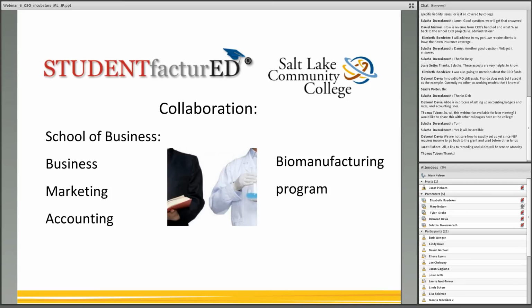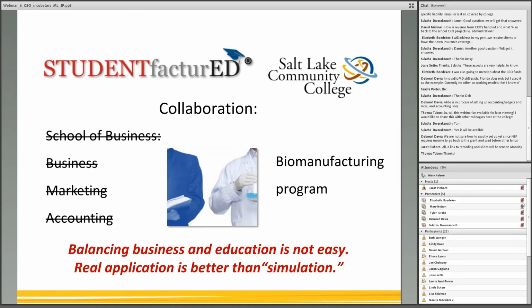So just quickly, the original conception of the project was that the biomanufacturing program would collaborate with the School of Business, and so both programs would get cross-training, and that turned out it didn't work so well. The School of Business was getting frustrated because we don't charge all of the things that typical businesses have to charge. There isn't any overhead, there aren't labor costs, and so there was just a difference, and they decided to pull out.